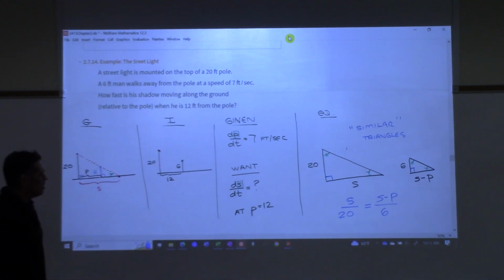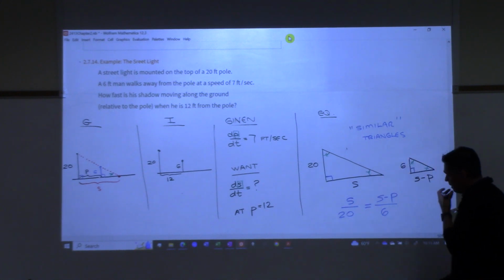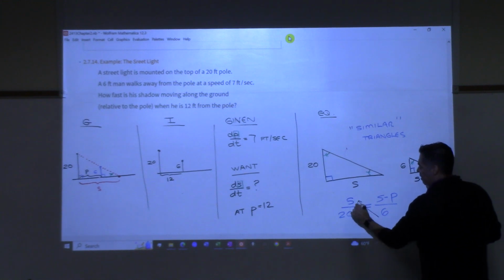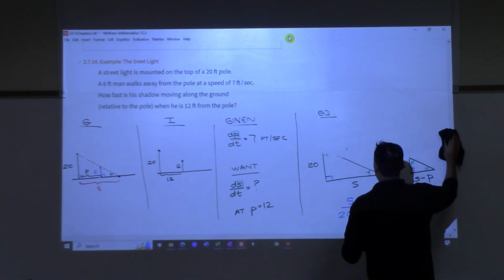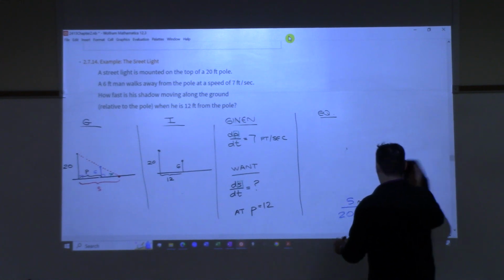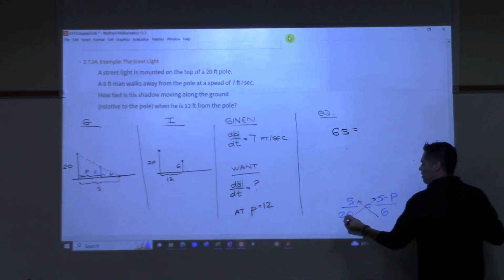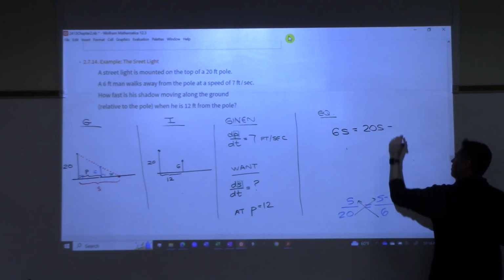All right, let's continue. Let's clear the fractions out of here. Do you want to clear fractions? I don't even know. Let's cross multiply. I hate using that term, but let's do it. Let's multiply this here and this here to get rid of the fractions. And we will have 6s equals then 20 times s minus 20 times p.